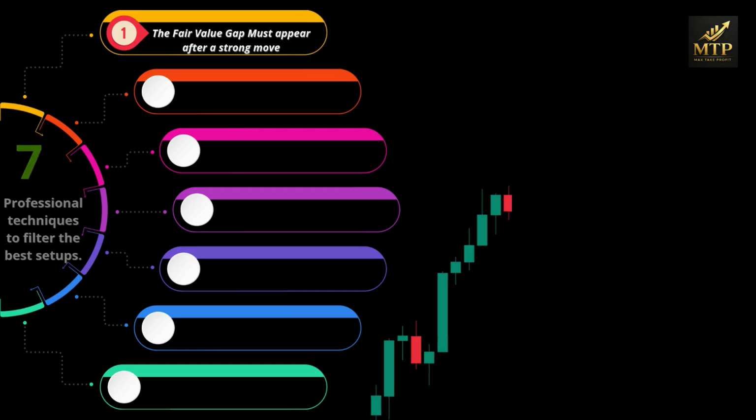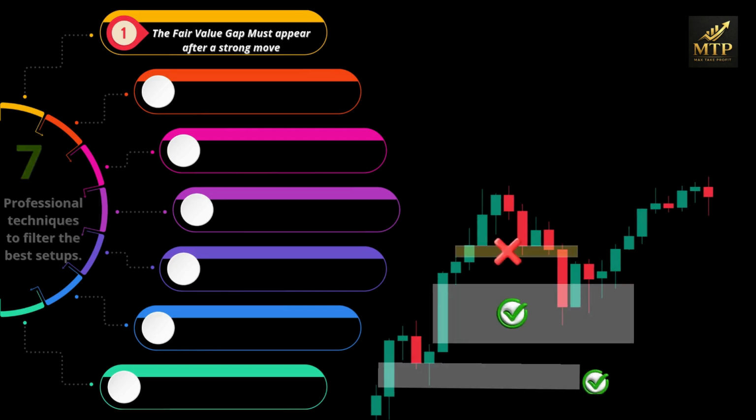1. The fair value gap must appear after a strong move. A fair value gap created after a violent impulse has a much higher chance of being respected. Why? Because a fast move usually means institutions were heavily involved in the market. When you compare 2 fair value gaps, the one created by a strong move is often respected. The one created by a weak move may be ignored. So always prioritize gaps that come after a clear and aggressive impulse.